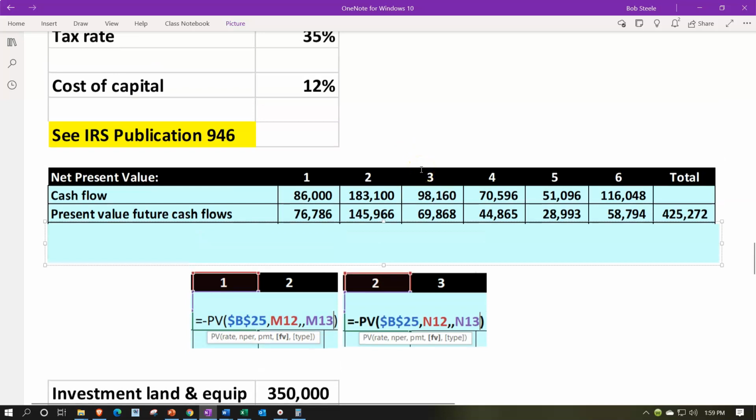the 98,160, which is going to be discounted 3 years back at the 12%, is the 69,868. The 70,596 discounted at 12% 4 years back is the 44,865.